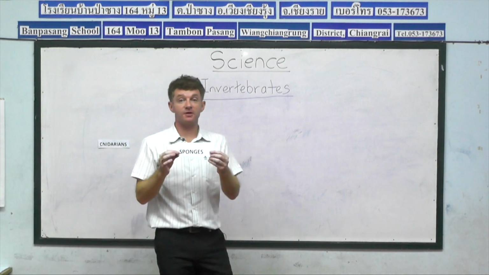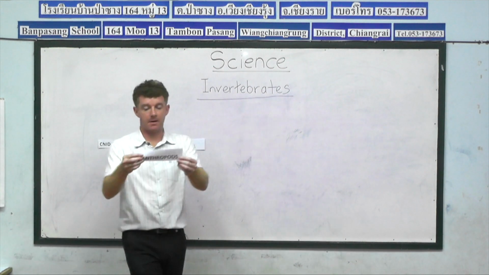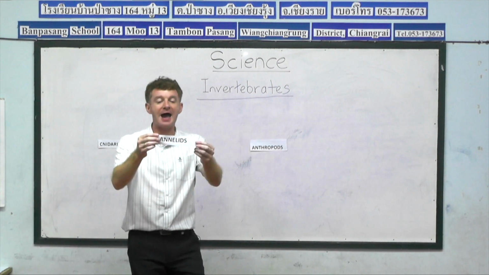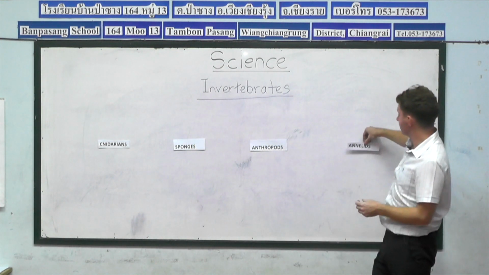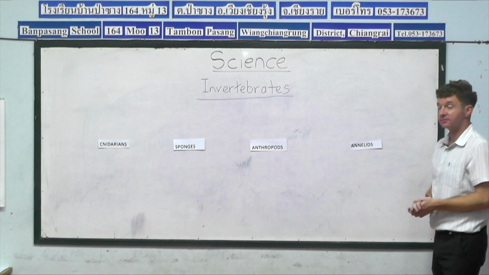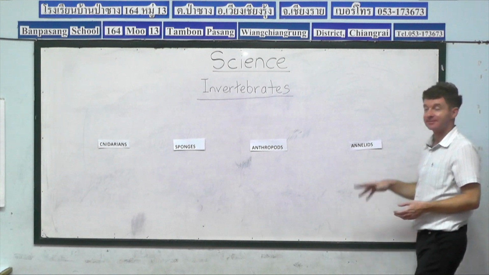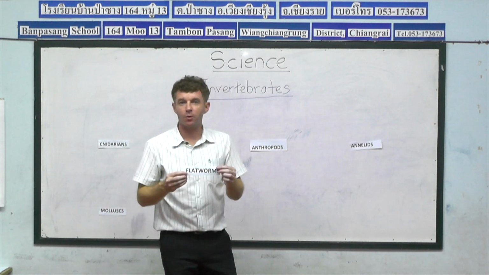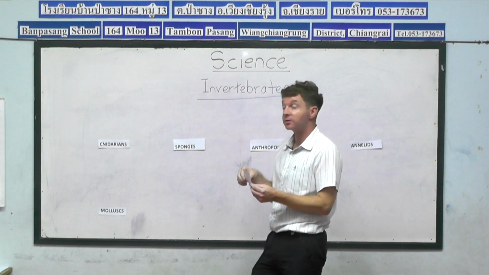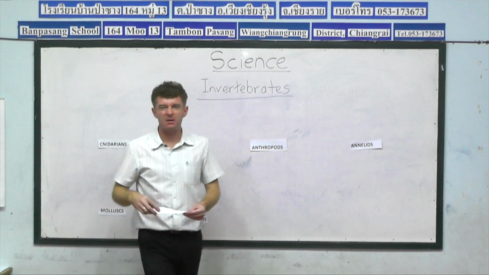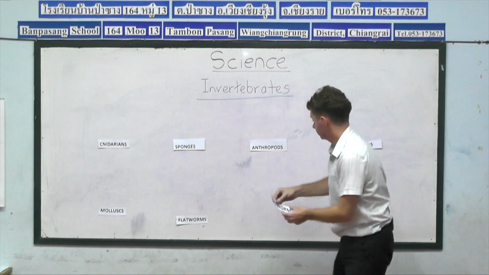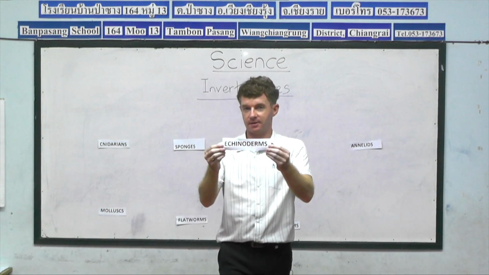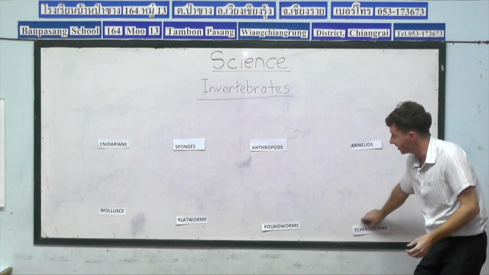The second one, sponges. Another type, arthropods. And another one beginning with A, annelids. So there's 4 categories so far: cnidarians, sponges, arthropods, annelids. Now time for the next 4. Mollusks. Flatworms. So try to remember flatworms were the ones with colour. But the other slimy looking ones, roundworms. And finally, echinoderms. Okay, so we have our 8 different types of invertebrates on the board now.